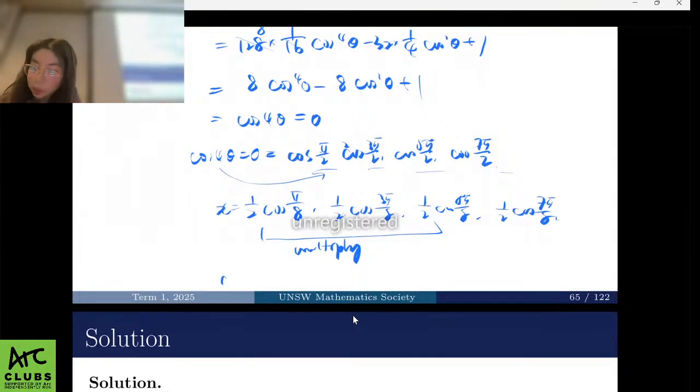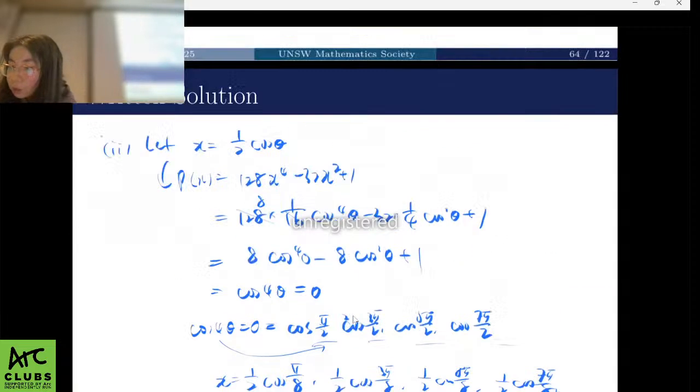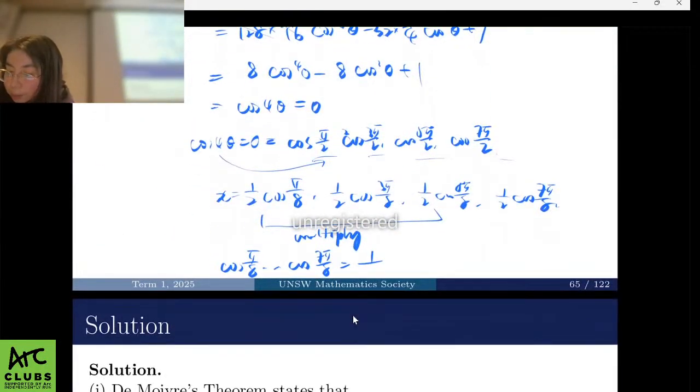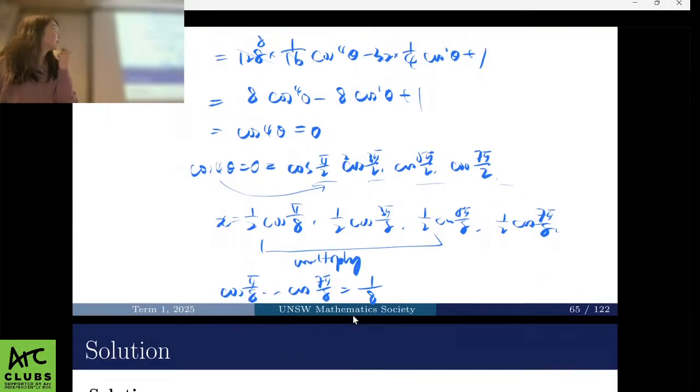So then we would just know that if we only multiply these, that would be equal to 1 on 128 divided by the factor of 16, right? So that would be equal to 1 on 8, yeah? So why is this useful?